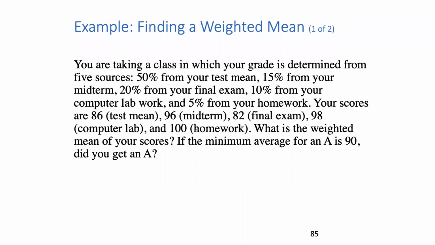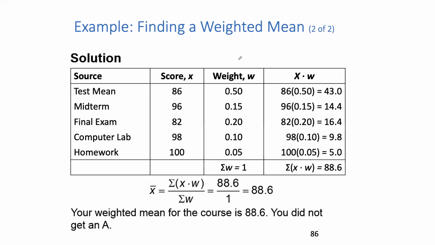So here's an example where you might want to find a mean, find the average, when not every single category carries the same weight. So the difference between the simple mean and weighted mean comes down to what weights we assign. For instance, suppose you're taking a class. This is a typical example where there are different categories on which you're graded, and each of them is not weighted the same way, right? So 50% of your grade depends on your test mean, 15% from your midterm, 20% from your final exam, 10% from your computer lab work, and 5% from your homework. So what we have here is the different weights that are assigned to each of these categories, right? So we have to calculate the weighted mean. So these are the weighting schemes.